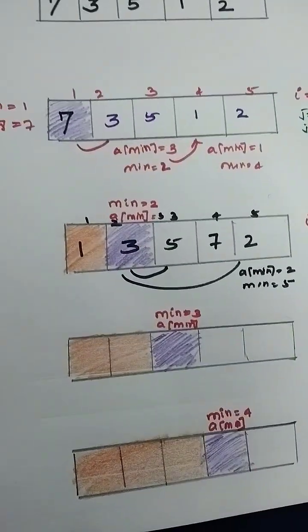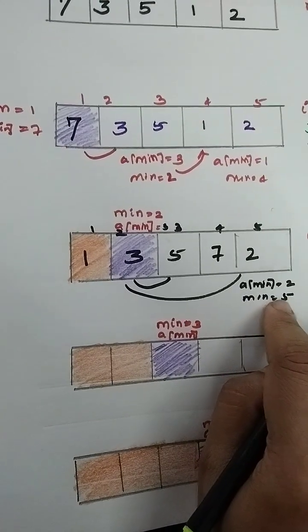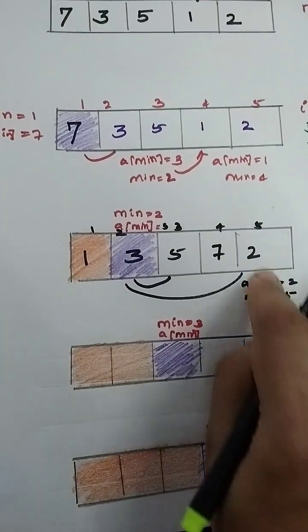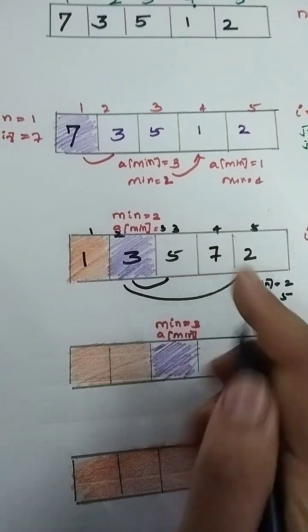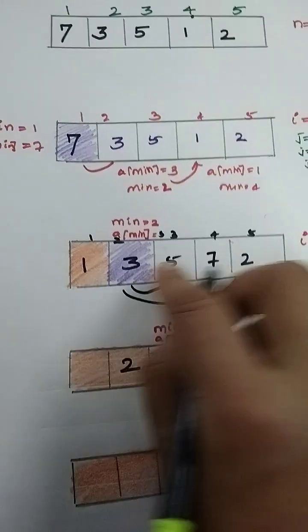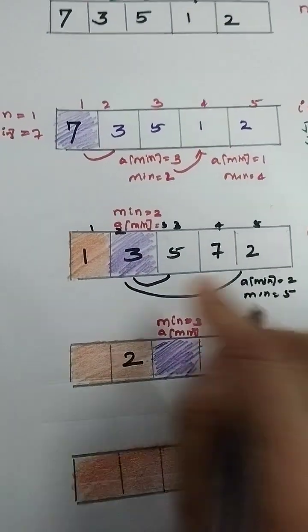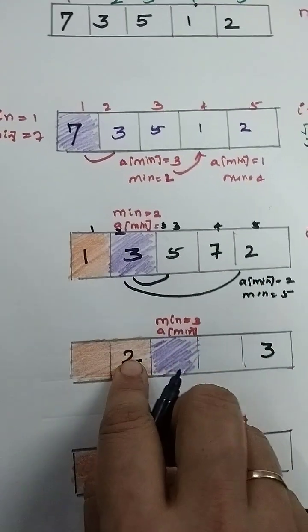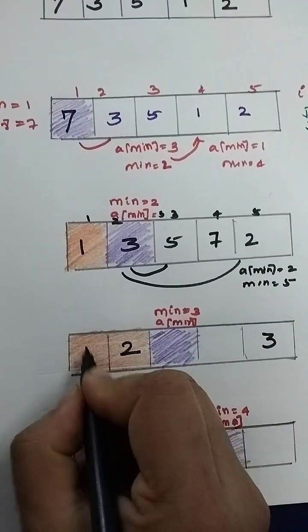Minimum position is 5. Now what you have to do is swap the element at the minimum position, this is 2, with the second element. So 2 is swapped. 2 is here and the second element is over here. That is, the second element is here and 2 is swapped with the second element. Rest of the elements as they are.